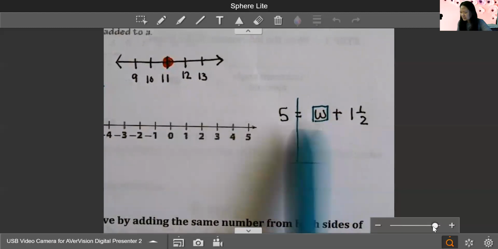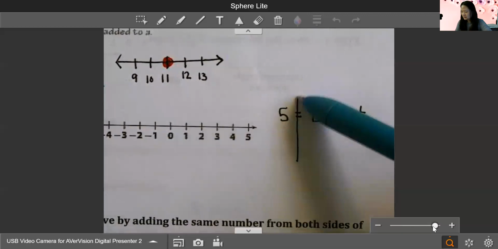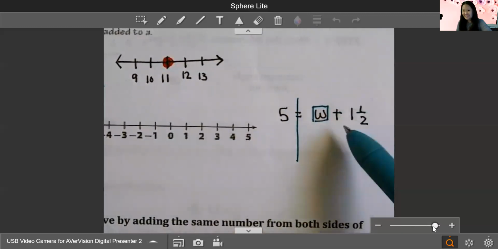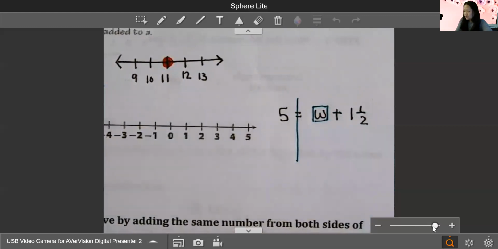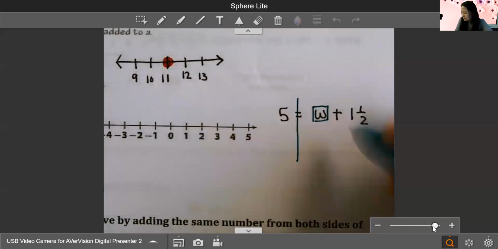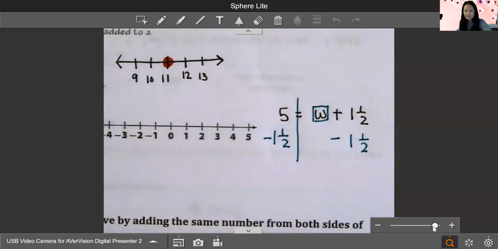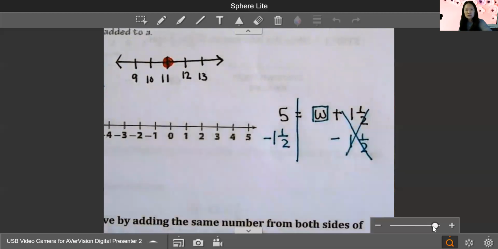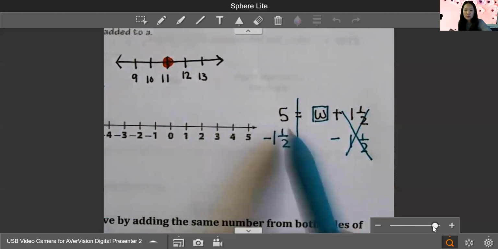So both of these numbers are next to the variable, but if you draw a line on the equation, then the number that is on the same side of the equation as the variable is this 1.5. So I'm going to get rid of this plus 1.5 by doing minus 1.5. And I'm going to do the same thing on the other side, minus 1.5. Okay, now 1.5 minus 1.5 is 0, so I'm going to just exit out. And now I'm going to solve 5 minus 1.5.